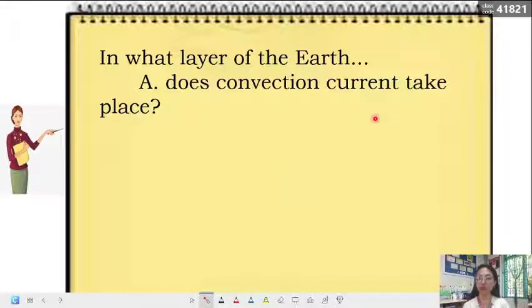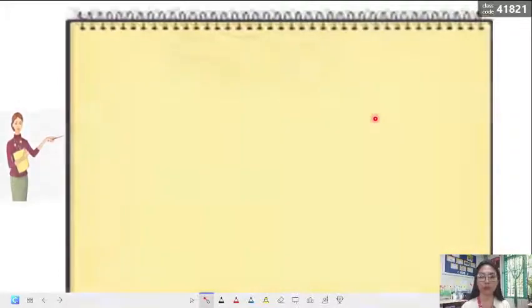Now, from our discussion of the previous slides, in what layer of the Earth does convection current take place? What do you think? Okay, very good. It takes place in the mantle.